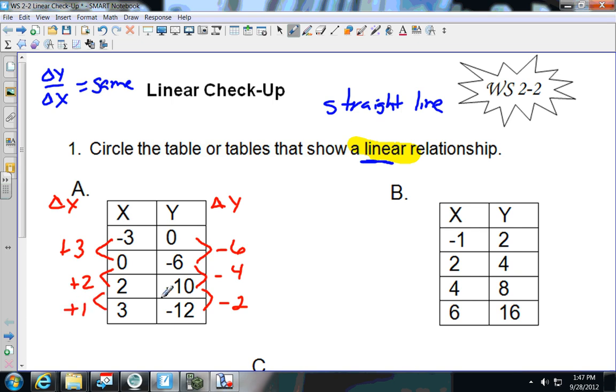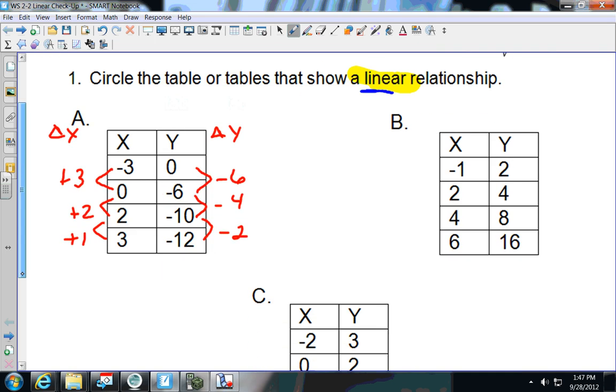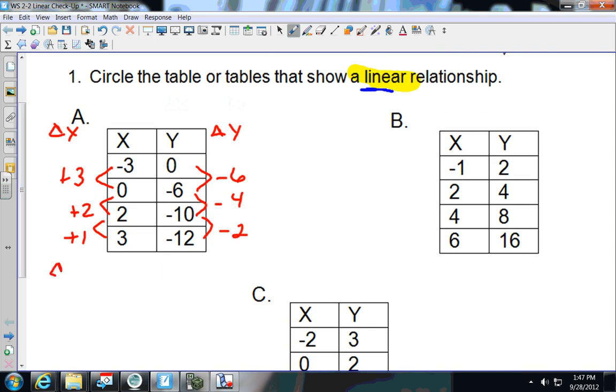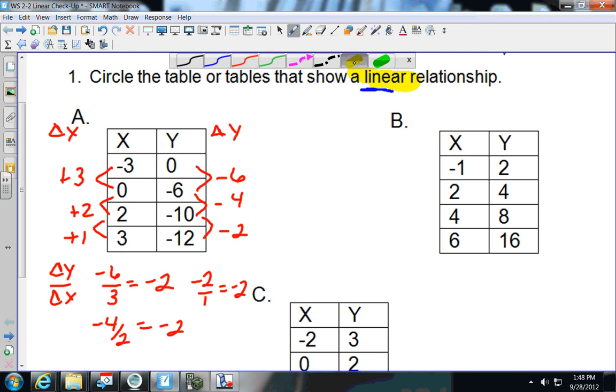So now we have to do delta y divided by delta x. Negative 6 divided by 3 is negative 2. Negative 4 divided by 2, negative 2. Negative 2 divided by 1 is negative 2. These numbers are all negative 2. They are the same. That means my data, that letter A, is linear.